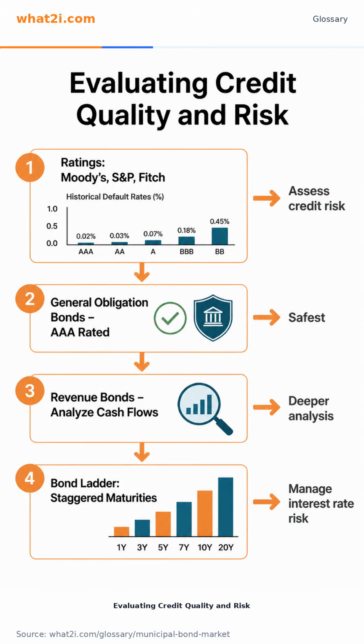In the municipal bond market, careful evaluation of credit quality and risk is essential for conservative investors. Use ratings from Moody's, S&P, and Fitch to assess safety, with general obligation bonds from AAA-rated states and cities being the most secure. For revenue bonds, deeper analysis of project cash flows is needed, while a bond ladder of staggered maturities helps manage interest rate risk.